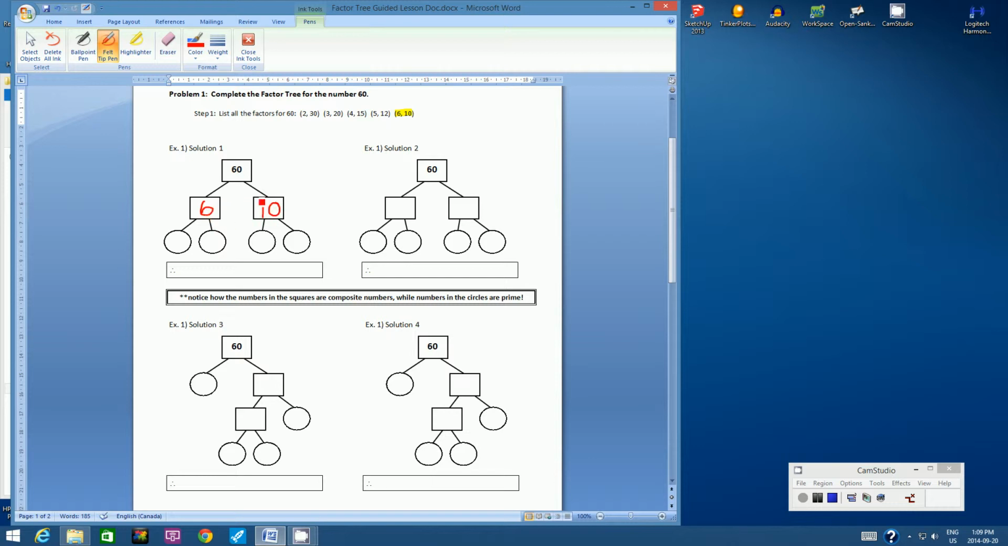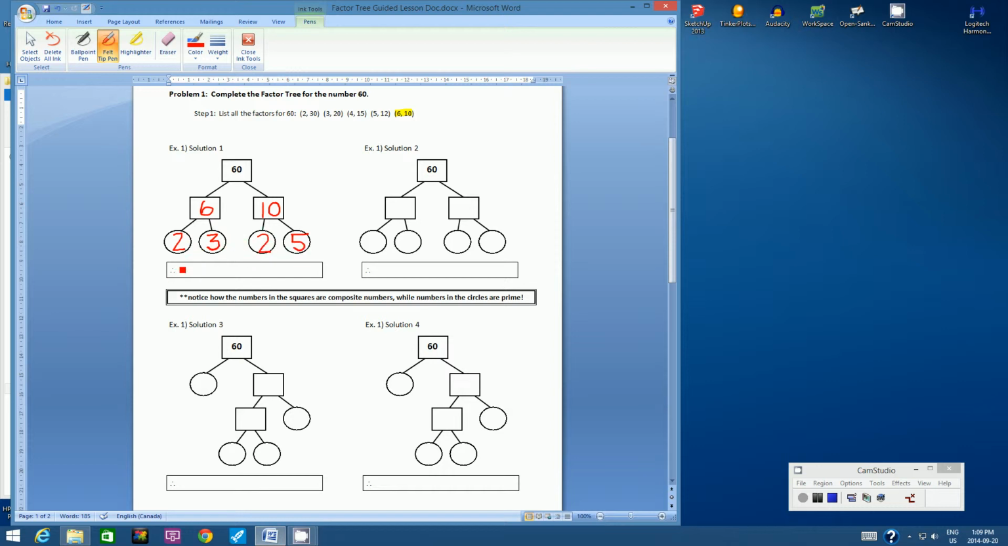Now you see how I wrote the numbers in ascending order? I wrote the smaller number on the left side and the larger number on the right side, but they can be flip-flopped as well. 6 can be broken down even further into prime numbers 2 and 3. The number 10 can be broken down into the prime numbers 2 and 5. So our tree has ended because we have all prime numbers at the bottom.